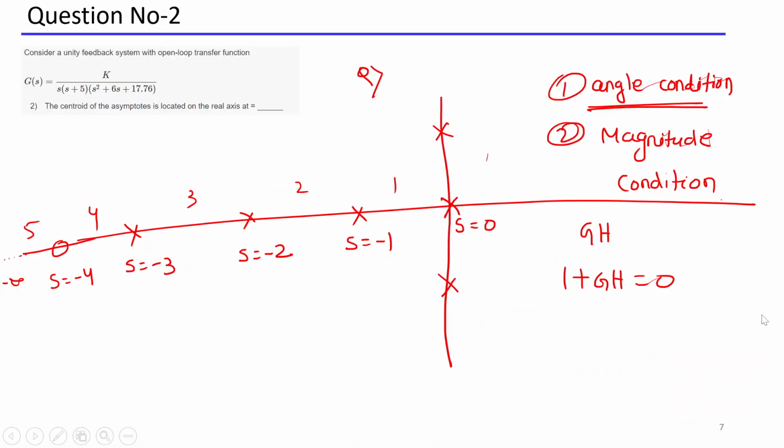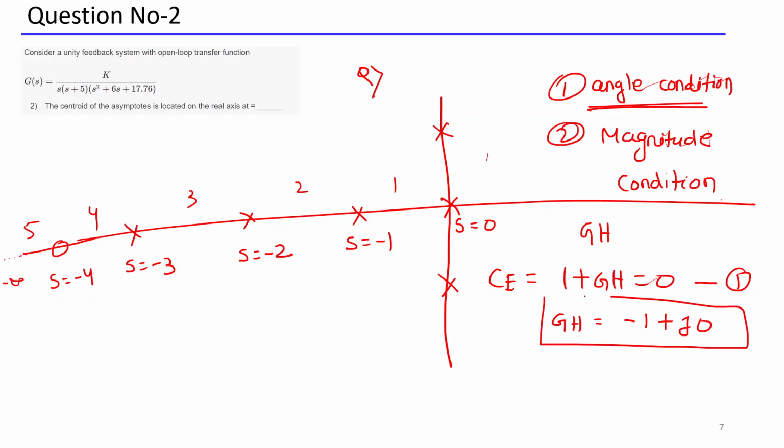Okay, so now, what is the angle condition? Whatever the characteristic equation is, this is a closed loop transfer function pole, and you again convert it into the open loop transfer function. Why? Because we are using the open loop transfer function to find the root locus. So the equation 1 plus GH equals 0 becomes GH equal to -1 plus j0. So from this, what is the angle of GH?